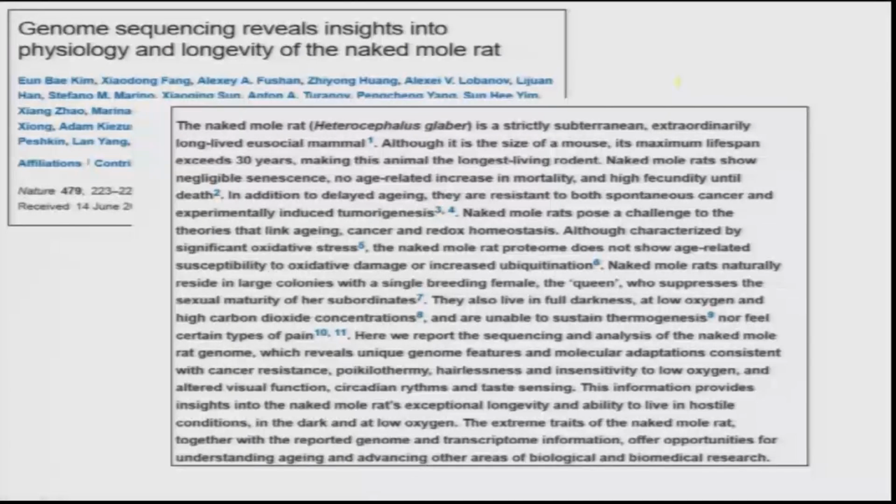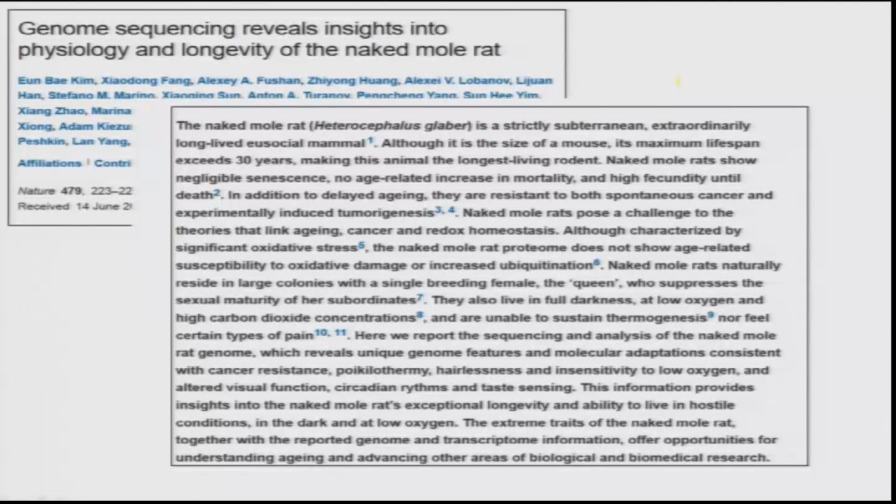They don't age at all. They look perfectly normal. No age-related increase in mortality. It's not that they die more in the later part of their life. High fecundity, because they can keep on breeding until death. So they are reproductively active until they die. So they don't age, they live longer. They are absolutely all right even at the time of death. In addition to delayed aging, they are resistant to both spontaneous cancer and experimentally induced tumorigenesis. So the genome has got something which makes them resistant to cancer.